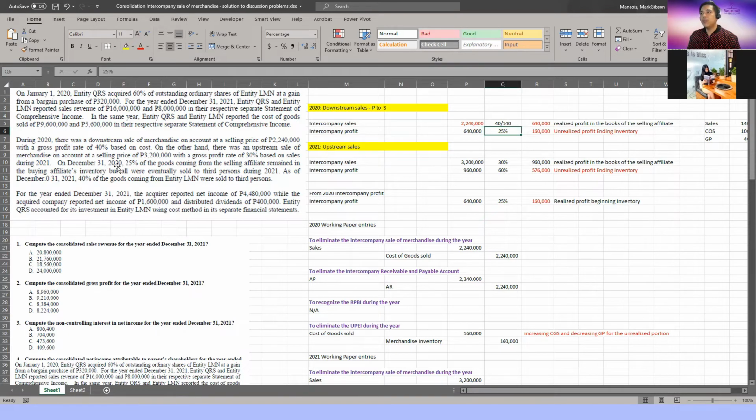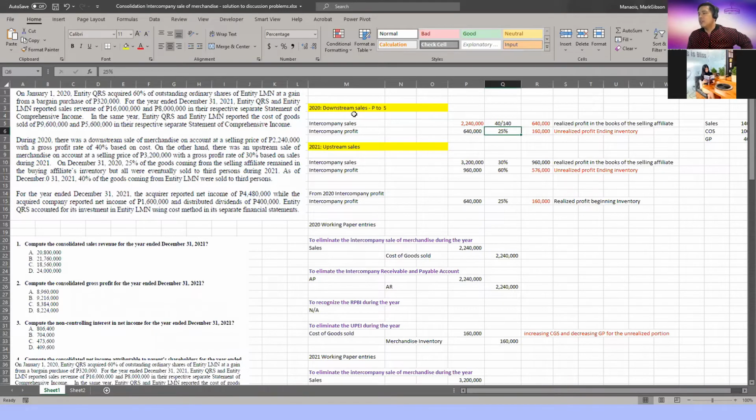on December 31, 2020, 25% of the goods coming from the selling affiliate remained in the buying affiliate inventory, but all were eventually sold to third person during 2021. Ulitin ko yung concept kanina. So sabi ko, in intercompany sales, ang issue only arises when inventory at the end of the accounting cycle remains in the books of either the parent or the subsidiary.